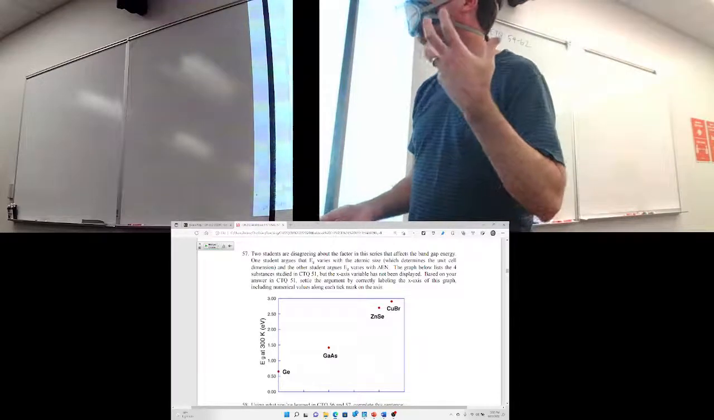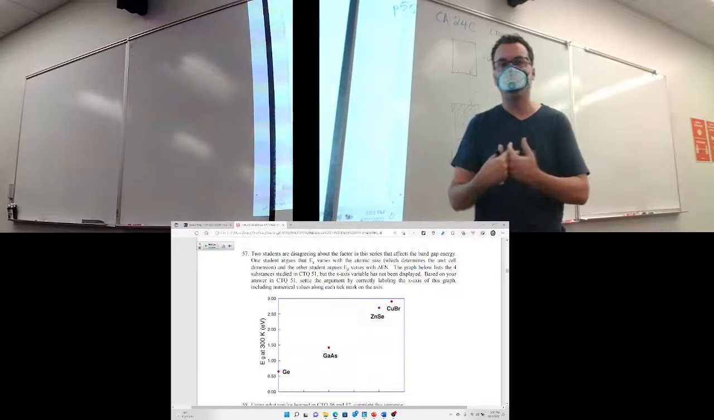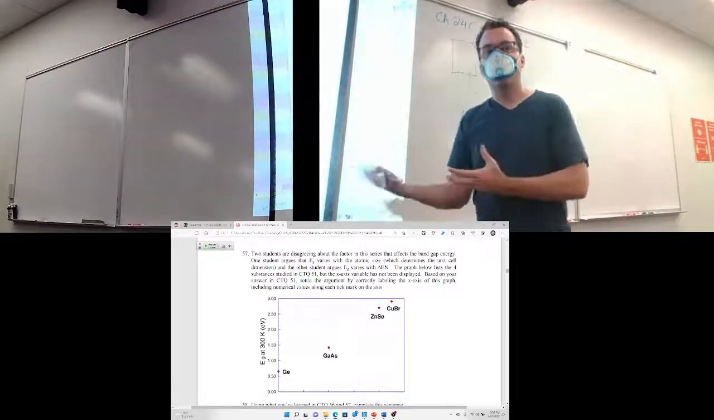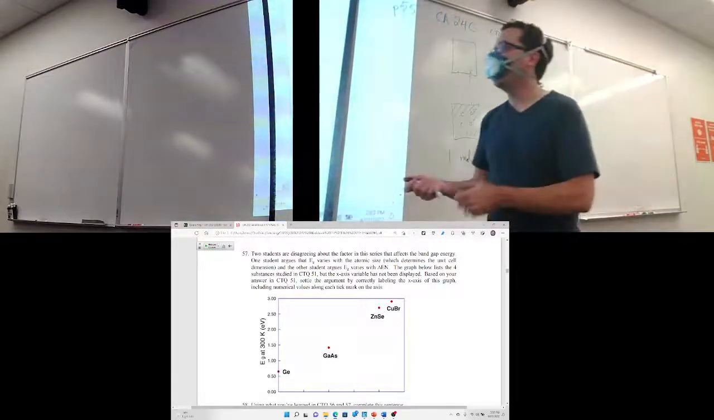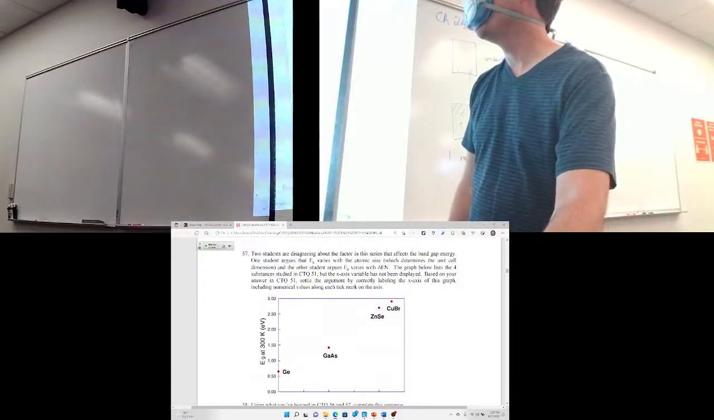If the atoms change size, the bigger they are, the less overlap, the smaller the band gap's going to be. Or the bigger the difference in electronegativity, the higher the band gap's going to be. Right? So both of those factors will affect band gap.